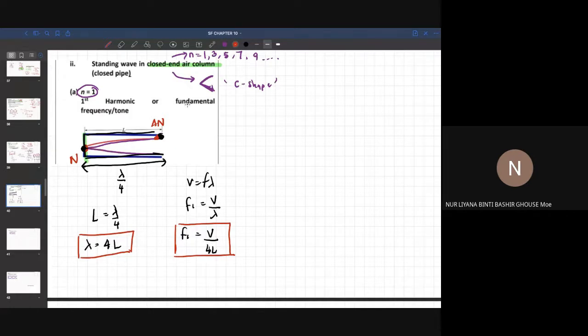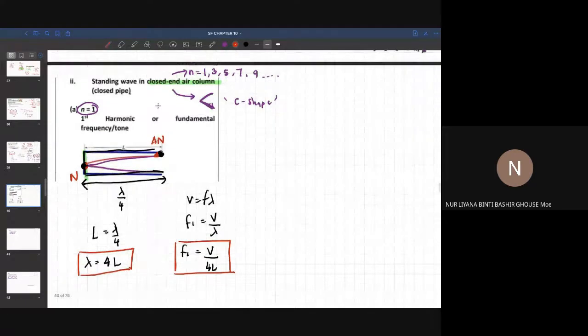Okay, Miss ulang balik very quickly. Okay, untuk close N air column, N kita adalah N1, 3, 5, 7 dan 9. Okay, bentuk dia adalah, Miss suka, I prefer bentuk V, or you can remember it as C, it's up to you. Okay, so kalau N kita 1, dia akan ada 1C. Okay, 1C. Okay, lepas kita lukis bentuk dia, then we label our knots and our anti-knot. So we have one knot and one anti-knot.